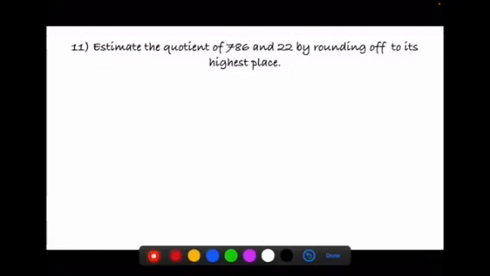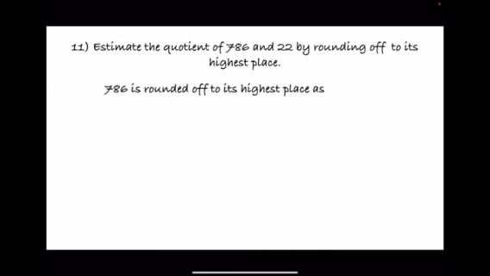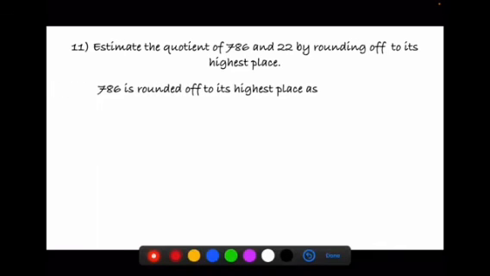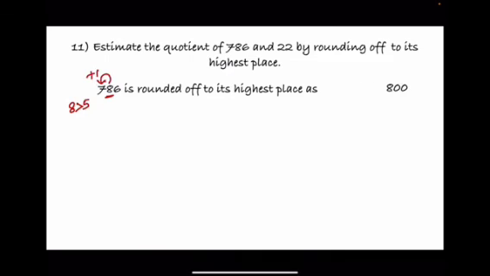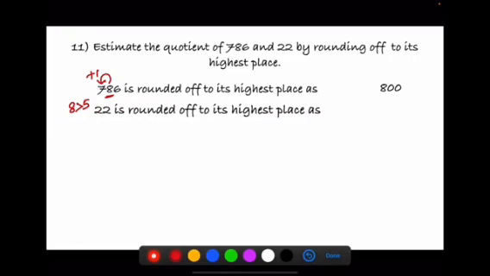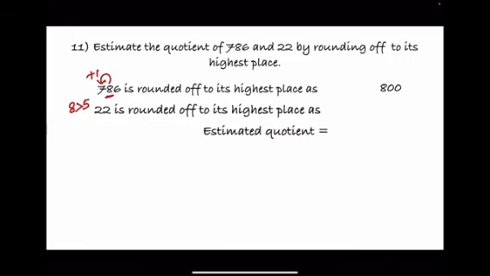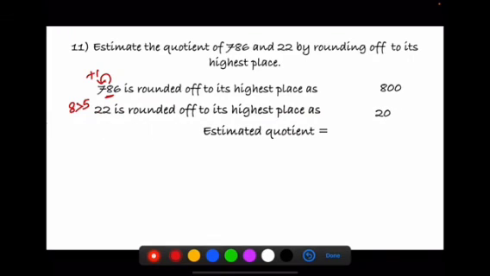Estimate the quotient of 786 and 22 by rounding off to its highest place. Again, in a similar manner, 786 is rounded off to its highest place. Highest place is the hundreds place. For that, we'll have to consider the tens place. The tens place is greater than 5, so I'll have to add 1 to the hundreds place. That gives me 800. The next number is 22, and when it is rounded off to its highest place, I get 20.